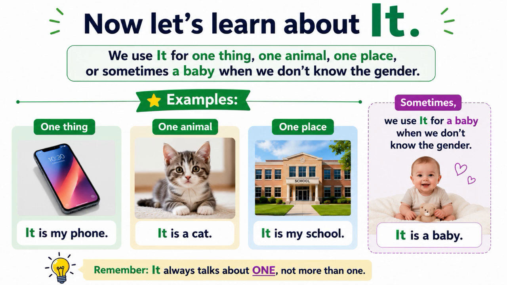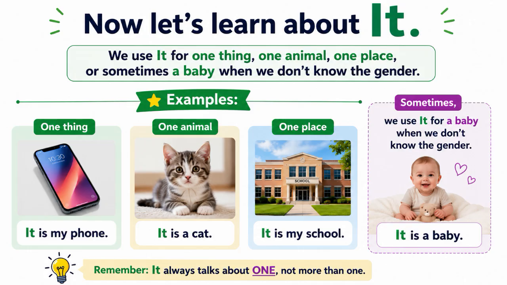Now let's learn about it. We use it for one thing, one animal, one place, or sometimes a baby when we don't know the gender. For example, it is my phone. It is a cat. It is my school.